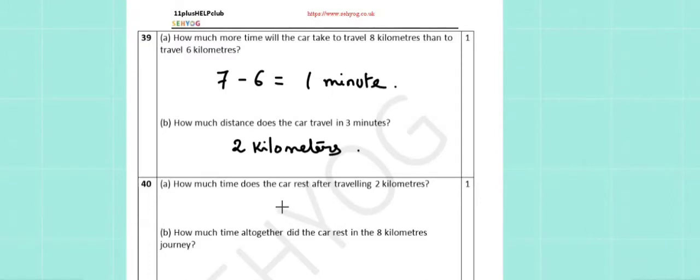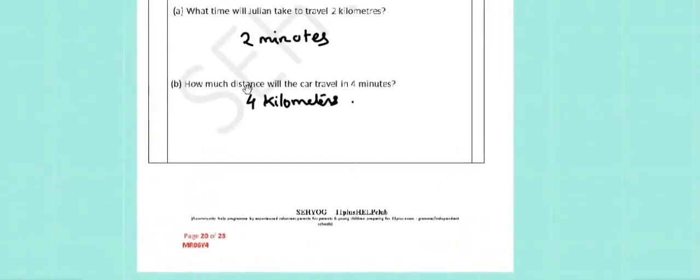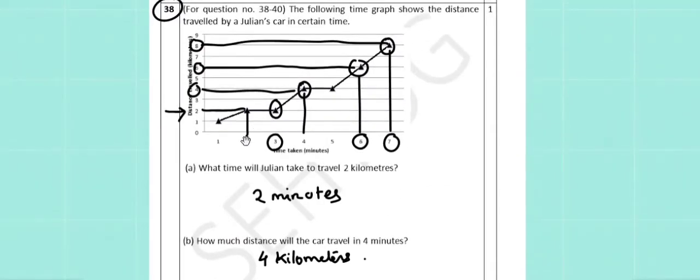So, how much time does the car rest after traveling 2 kilometers? So, if we look at the graph, the car traveled 2 kilometers in 2 minutes, and again in the third minute also it is standing at 2 kilometers, and in the fourth minute it is moving on. So, it is standing at 2 kilometers distance for 1 minute time. So, 3 minutes minus 2 minutes, that is a 1 minute time duration that the car is standing at the 2 kilometers distance.